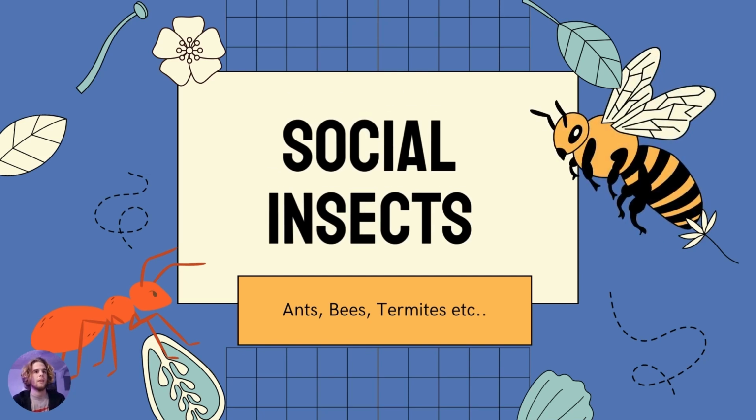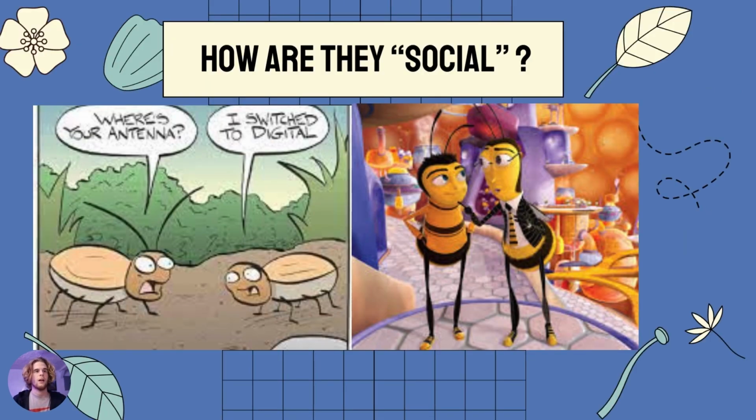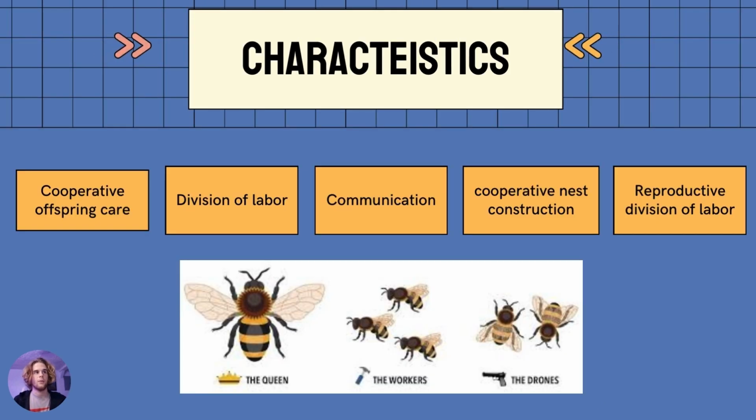Hello there, and welcome to a presentation about social insects like ants, bees, termites, and some others. But now you might be wondering, how are they social if they don't speak to each other with words like us humans do, right? Well, let's say that they exhibit some other characteristics.